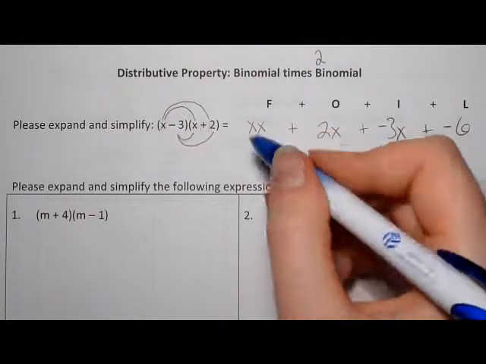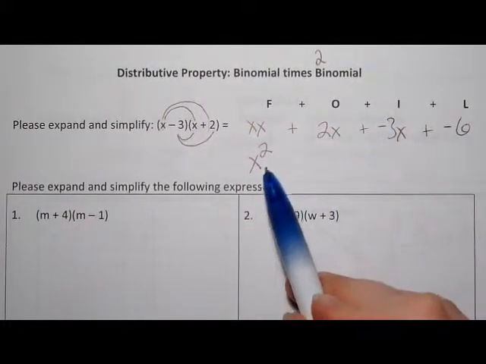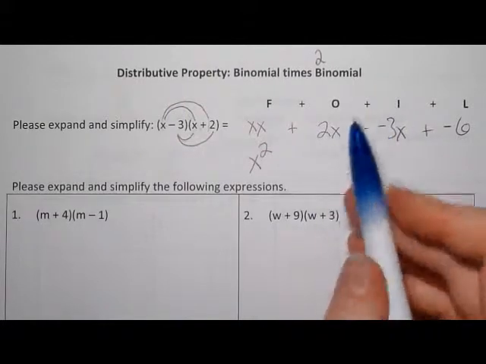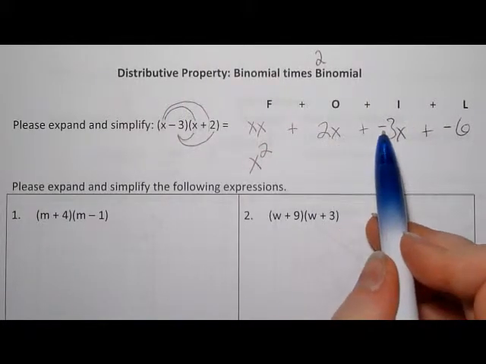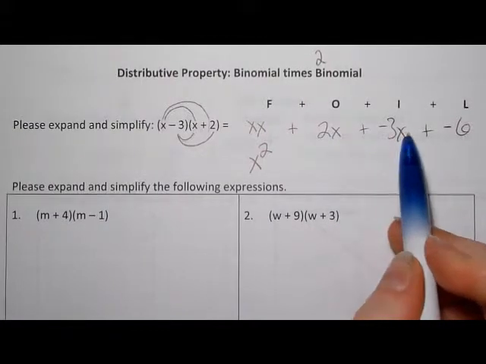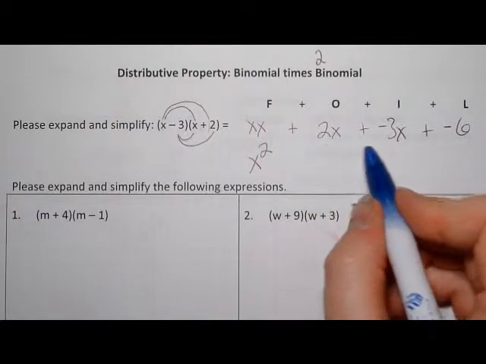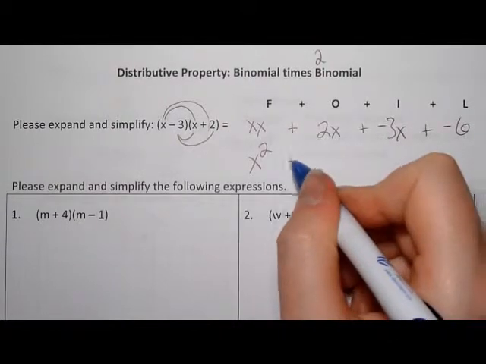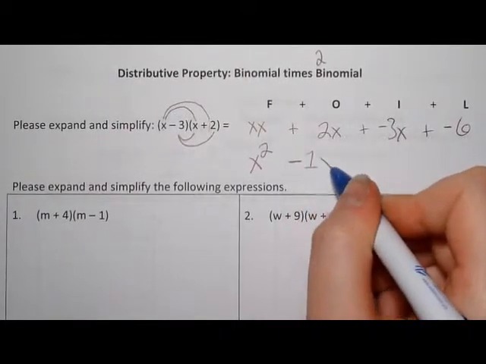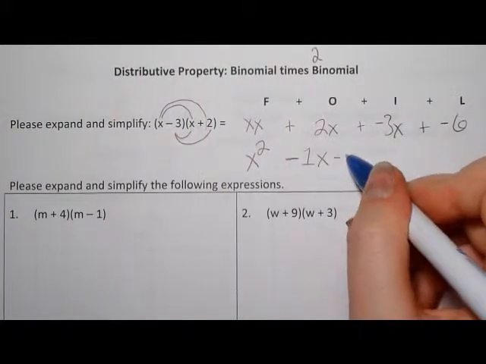X times x is x squared. There are no other squared terms, so it stays by itself. Now I have 2x and negative 3x. These have the same base, the same exponent, so they are like terms. When I combine them, I have 2 minus 3 is negative 1x. And then I have my negative 6.